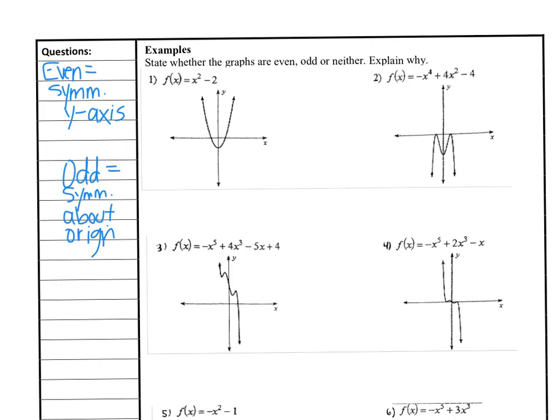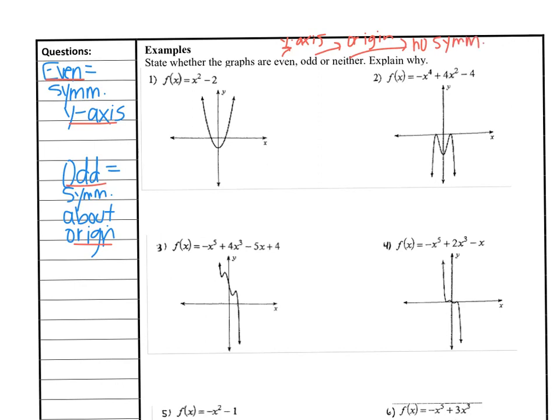Okay, so I just rewrote the big ideas from the last page, just because this is new to you guys. So if it's an even function, it's symmetric about the y-axis, and if it's odd, it's symmetric about the origin. So we have to state whether the graphs are even, so even ones are around the y-axis. Odd, so odd is about the origin, or neither, which means that there's no symmetry around either of those two things at all.